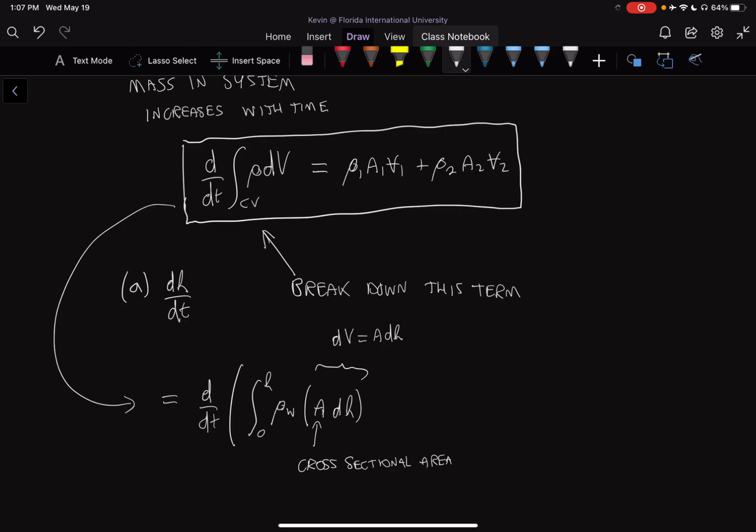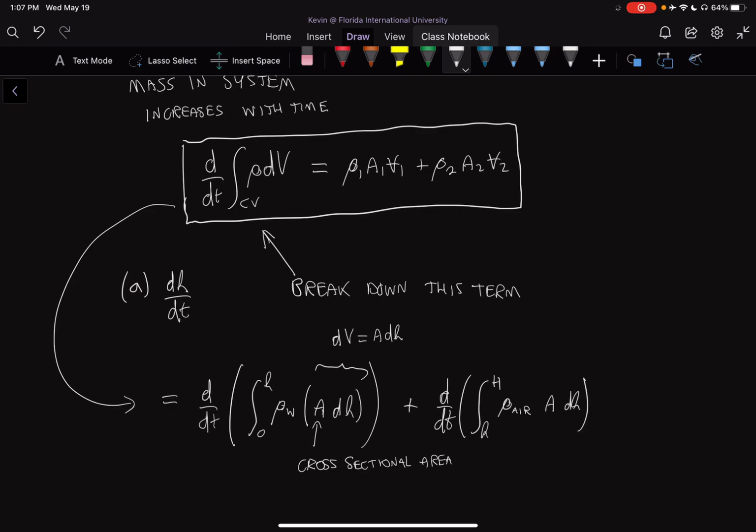So we've changed our expression from volume to in terms of height because we have a constant cross-sectional area. Our cross-sectional area is constant, therefore we can break it down into area times distance. Okay, the only thing changing is the distance, not the cross-sectional area. Okay, and then we have a second term that we can also break down in terms of height, which is going to be, so I'm going to close this bracket here, d dt of the integral from little h to big H, which has the air. So it's density of air times A times dH, okay, the change in height.